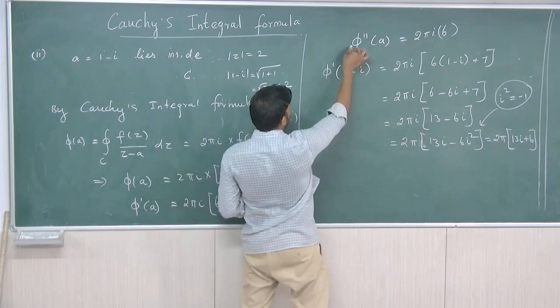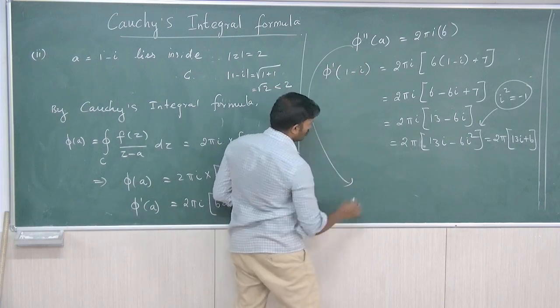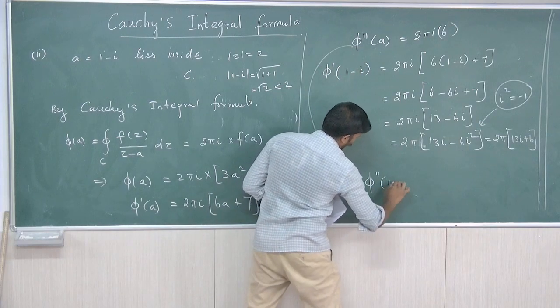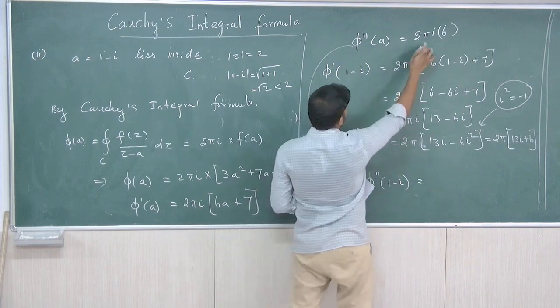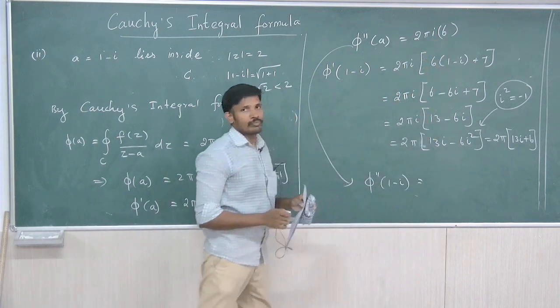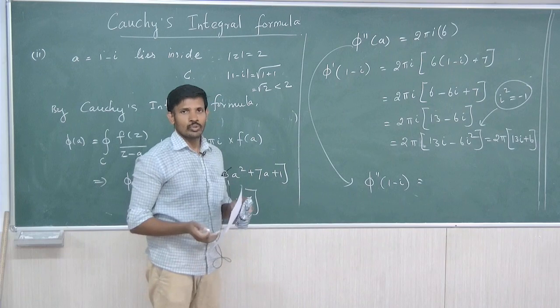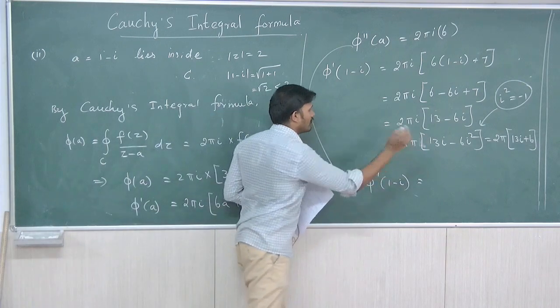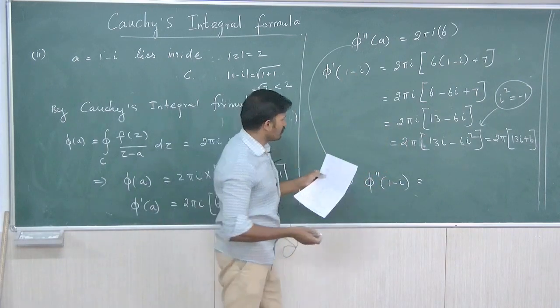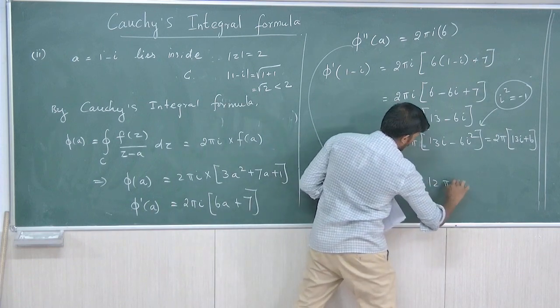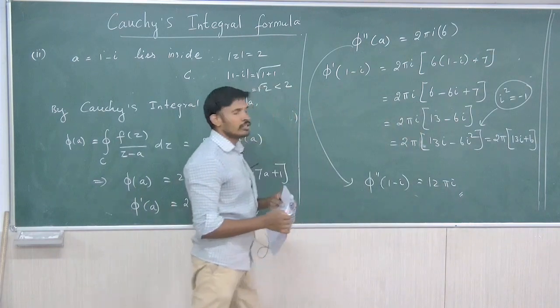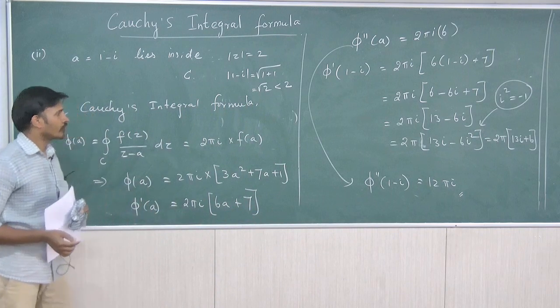Similarly, by using the second derivative, the right hand side, A is not coming. So if you substitute anything, you may get the same value. So simply you may get 12 pi I. This is the answer for the second one, right?